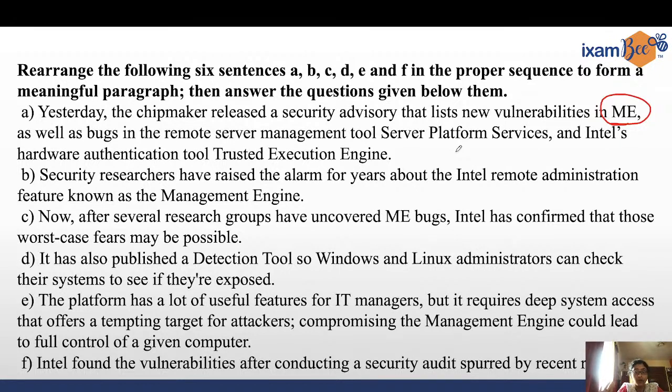Now, if you read all these sentences, "yesterday" cannot be the first sentence because it has the abbreviation form. A paragraph will never start with a short form. You will have the full form mentioned. So this cannot be your first sentence. Let's look at B. "Security researchers have raised the alarm for years about the Intel remote administration feature known as the management engine." Management engine is being introduced here.